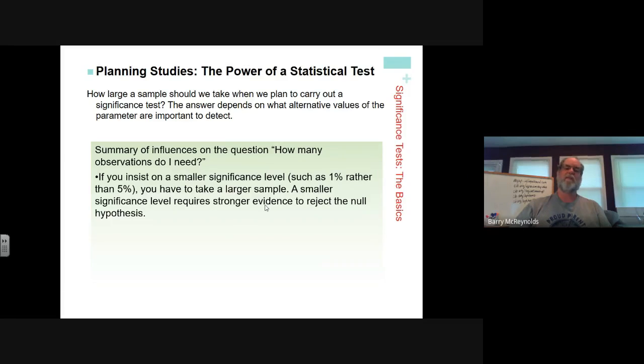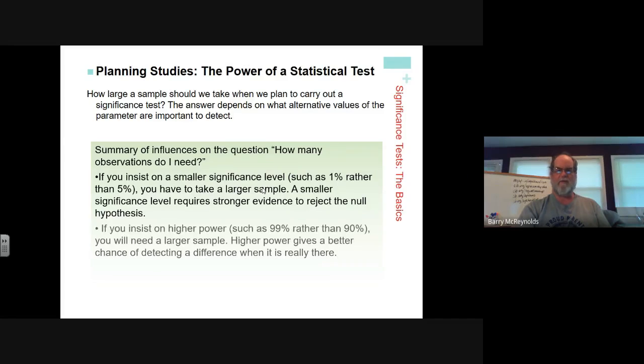And so the difficulty is it may cost me more to take more samples, or it may take longer, or I may not be able to take that many samples. Perhaps the number of samples required to get to a 1% significance level is so many that I practically can't get it done. So in the type 1 error, smaller significance means a larger sample. Keep that in the back of your mind. You'll need to be able to reason through that.